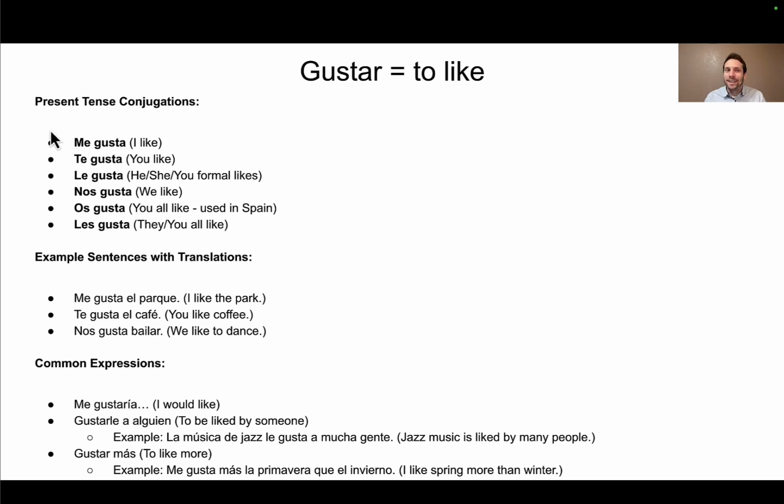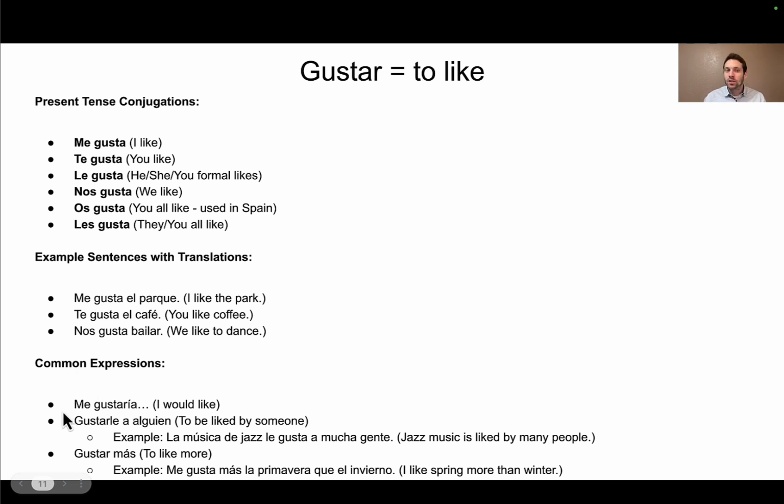Gustar, or to like. This one's very common for expressing your likes. Me gusta, te gusta, le gusta, nos gusta, os gusta, les gusta. This verb works a little bit differently than the other verb conjugations, and here's some example sentences for how to use it. Me gusta el parque. Te gusta el café. Nos gusta bailar.